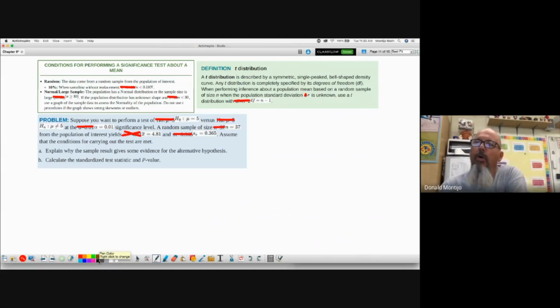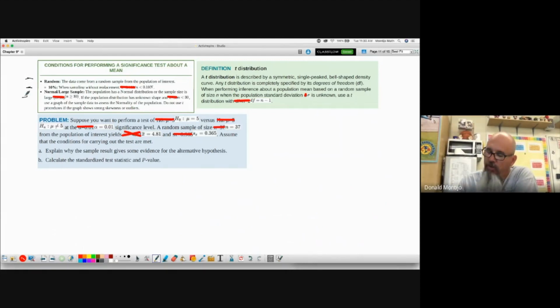Okay. So, what are the conditions for testing a mean? Well, they're the same as they were for the confidence intervals. Is it random? They tell us or not. 10% condition. Is the population at least 10 times the size of the sample?